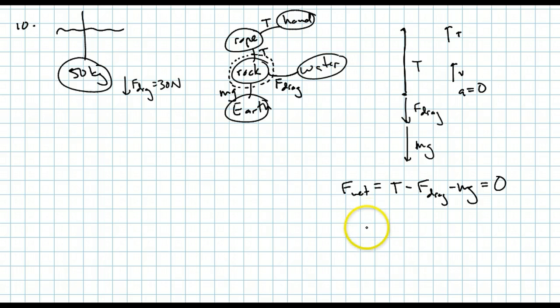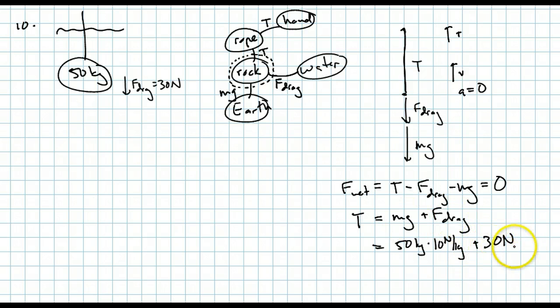So at this point you can either solve symbolically or plug in numbers if you want. I'll go ahead and do it symbolically, I guess. Alright, so I'm going to add this mg over to the other side. I'll add the F drag to the other side. So there I am. The mass was 50 kilograms times 10 newtons per kilogram. The weight. The drag is 30 newtons. So that's 500 newtons plus 30 newtons. So the tension in the rope is 530 newtons.